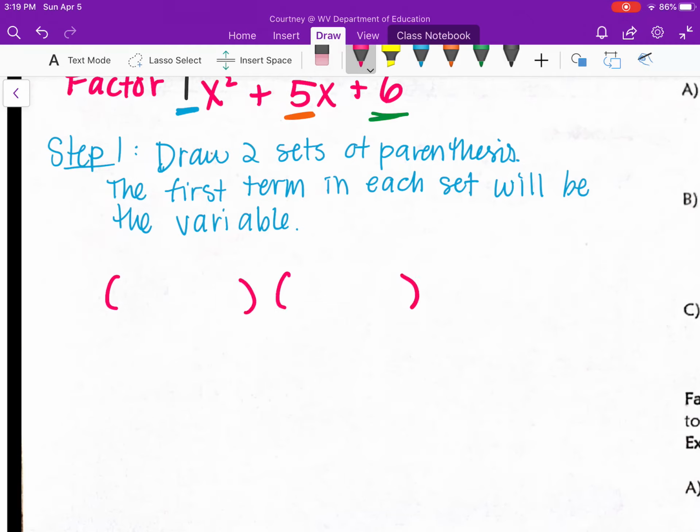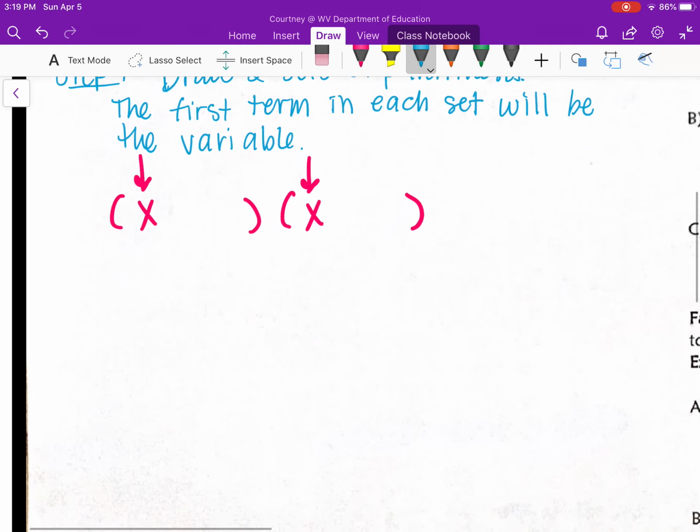So here are my two sets of parentheses. I've got an x, I've got an x. So this is the first term, and this is the first term in the other one. That's all for step 1. Let's move on to step 2.